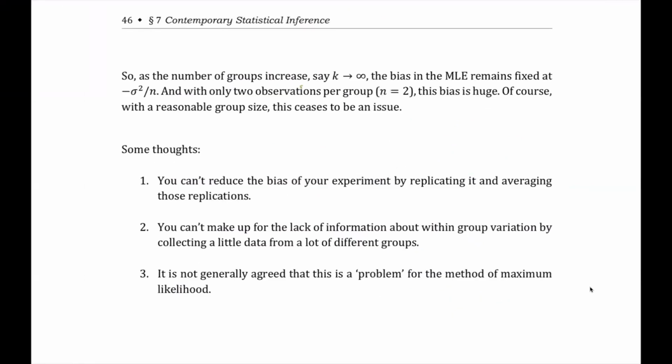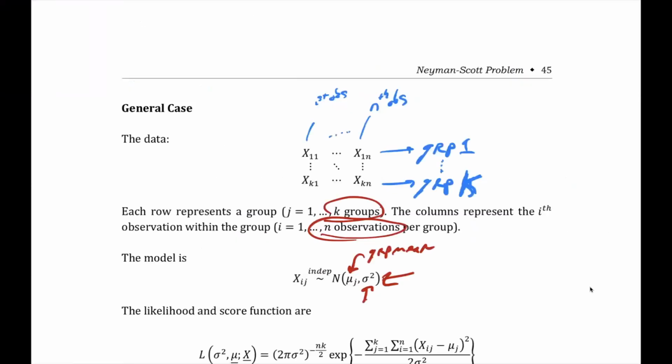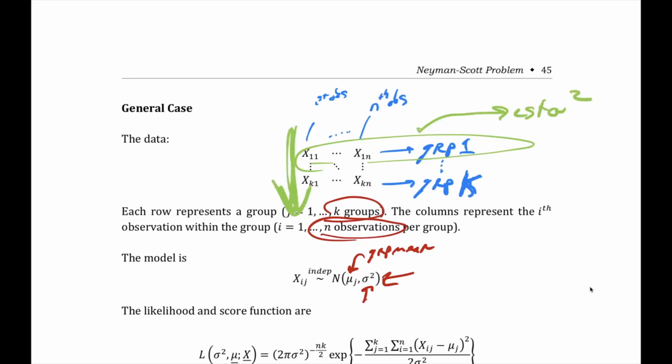So as the number of groups increases, say k goes to infinity, the bias in the maximum likelihood estimator remains fixed. Increasing the groups doesn't help you estimate. Look back at your data here. I can grow my data this way. That doesn't help, because you need to grow the data this way to estimate sigma squared. Growing this way doesn't help because every time I add a new row, I have a mu 1, I have a mu k. Every time I add a new row, I add a new mean. So I add something else to estimate, so it doesn't help.